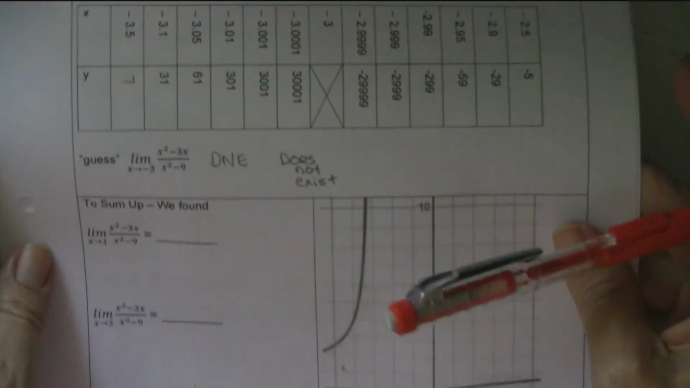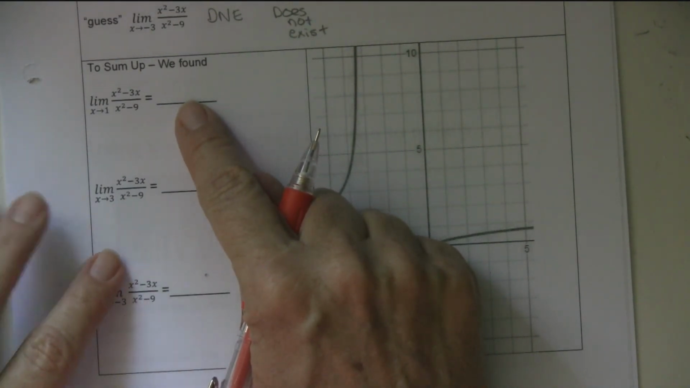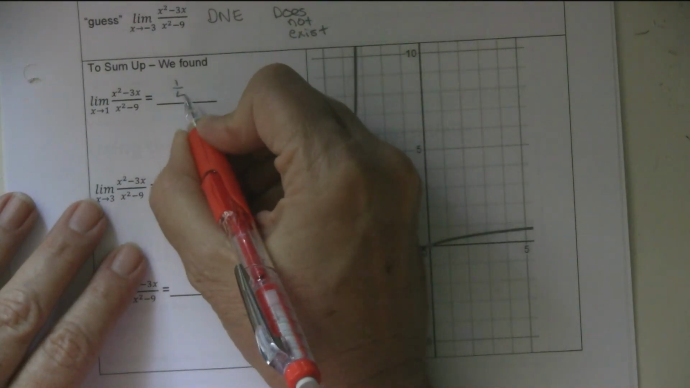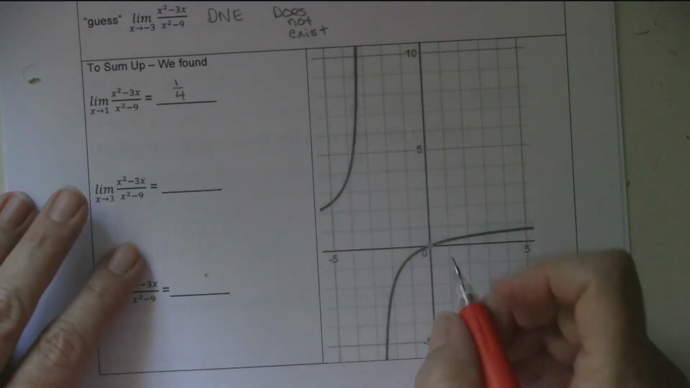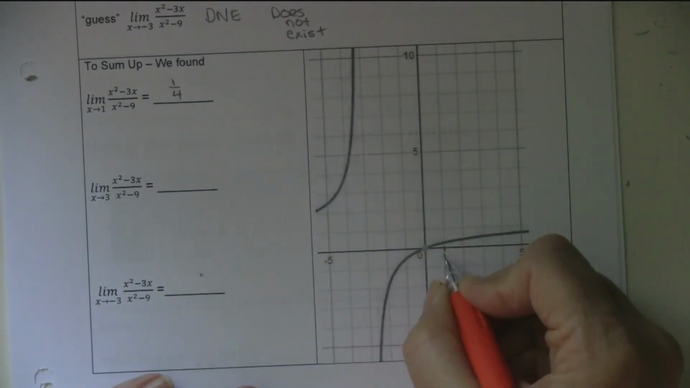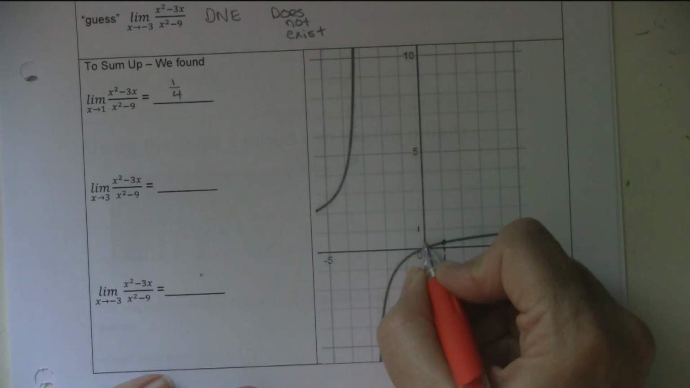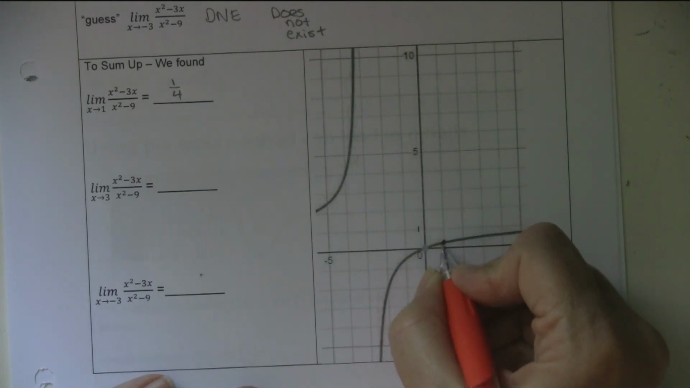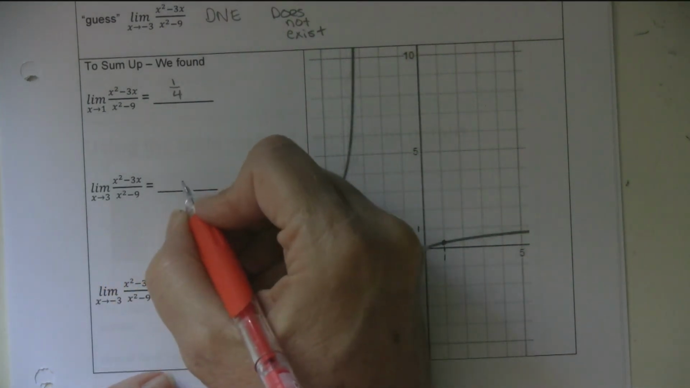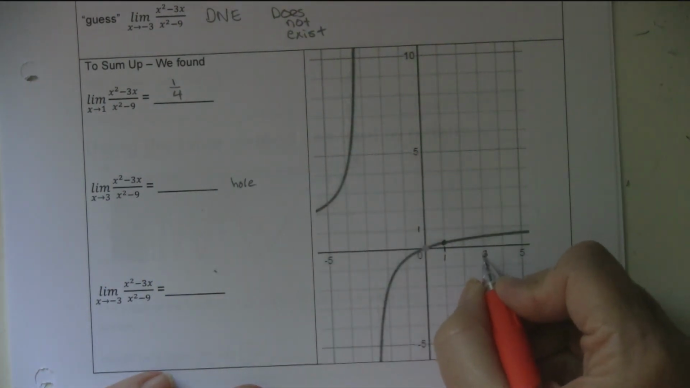So to sum up what we found, we said the limit as we went to 1 was equal to a quarter, and so as I get closer to 1, here's 1 right here, and this is actually a solid dot there, and it's getting closer and closer to a quarter. Here's 1 up here, and you can kind of see, oh yeah, so from either side. This right here should have been a hole in the graph. So when I come over here to 3, I'm going to put a hole in the graph.